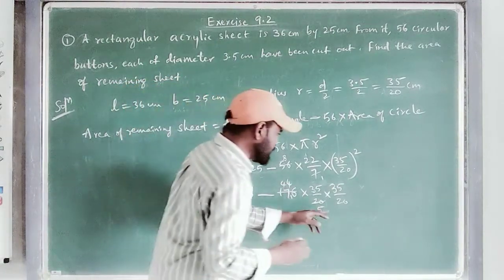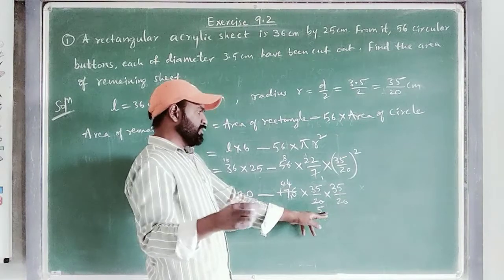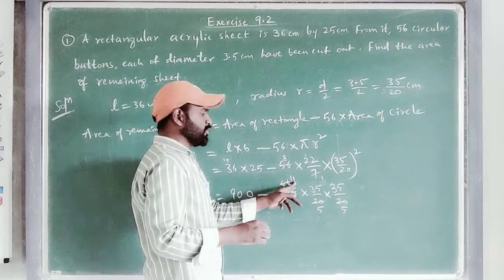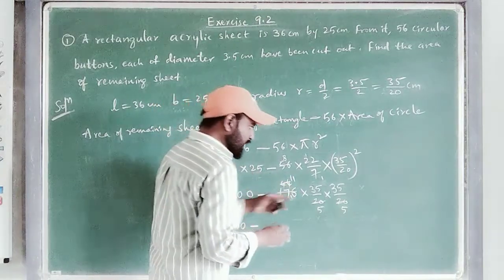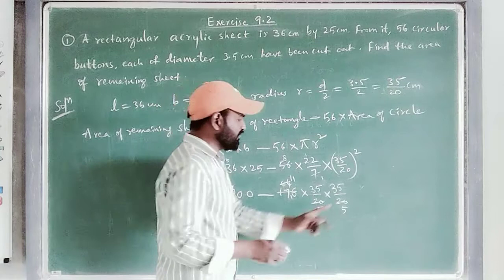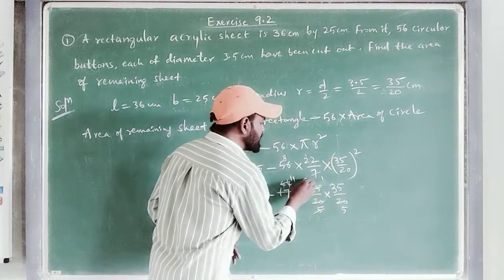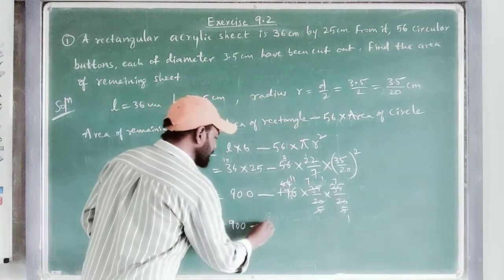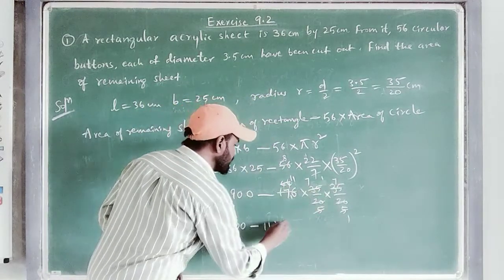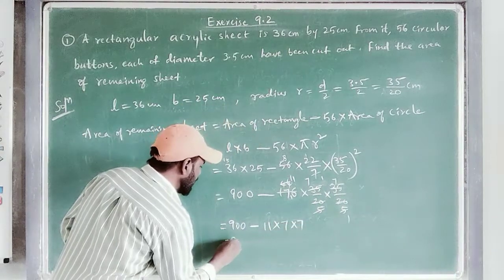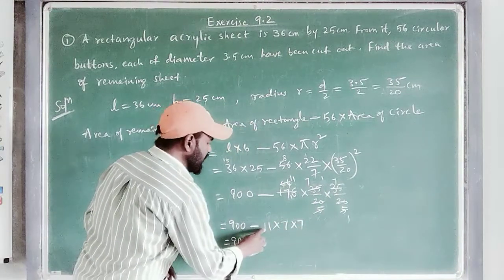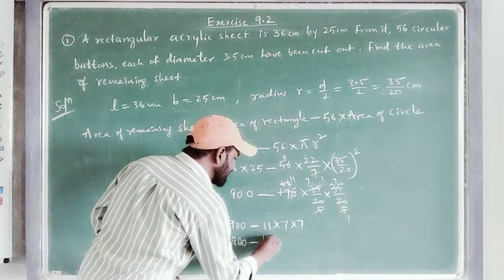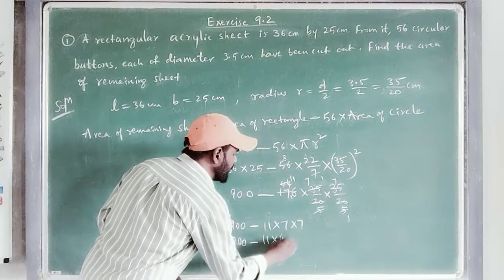So next here you see simplification, again the 4 table I will use. 4 5s are 20. 4 11s are 44 over. Remaining in the denominator 5, and again 5 1s are 5, 7s are. Again 5 1s are 5, 7s are. What is remaining? 11 into 7 into 7 into 7 into 7. So 900 minus 11 into 7, 77, 77 into 7. So instead of that, we can write one more time, 11 into 7 7s are 49.